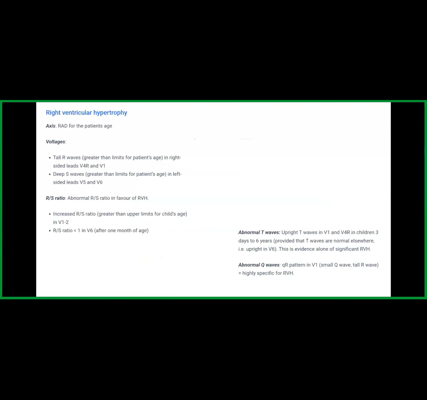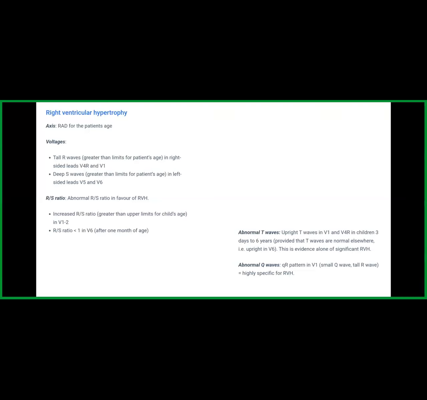When we talk about smaller children, right ventricular hypertrophy is something which comes to our mind every now and then. How do we actually analyze whether right ventricular hypertrophy is there or not? When we say right ventricular hypertrophy, a tall R wave will be seen in right-sided lead V4R, also in V1. So a dominant R wave. There will be a deep S wave, a negative deflection, in left-sided leads such as V5 and V6. There will be an abnormal R by S ratio, and it favors right ventricular hypertrophy. Then there will be an increased R by S ratio in V1, V2.